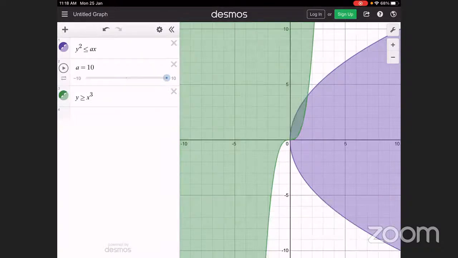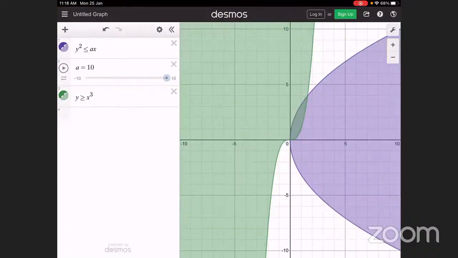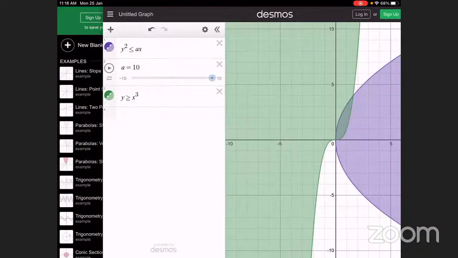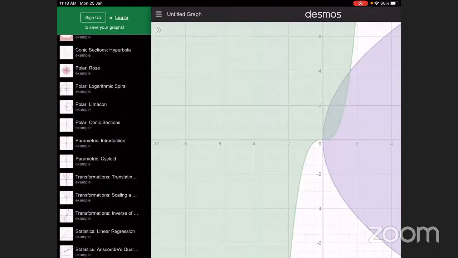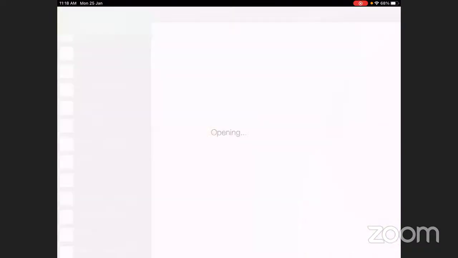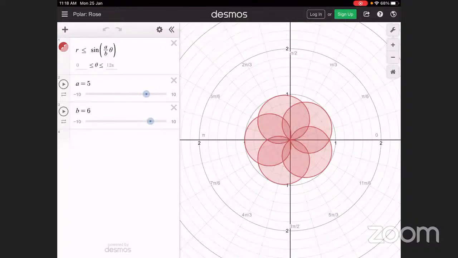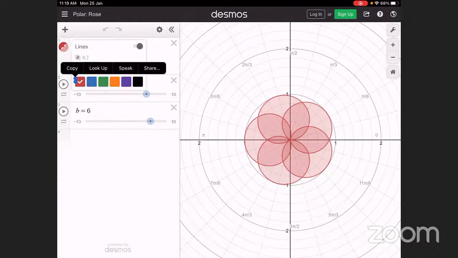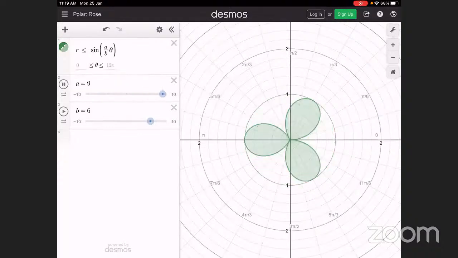So these are a few things. If you look at these, there are some already created apps out there. For example, if I look at the polar rose example, it is nothing but r less than or equal to sine of (a by b) theta, as theta ranges between 0 and 12 pi, and a ranges from minus 10 to 10, b ranges from minus 10 to 10. How does this figure look? You can just have a visual impact of this. This is the way it looks.